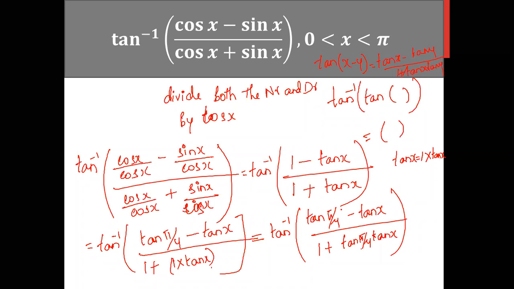Here what is the value of x? Pi by 4. Good. What is the value of y? The value of y is x. So according to the formula, it should be tan inverse of tan of x minus y. But here x is pi by 4 and y is x.